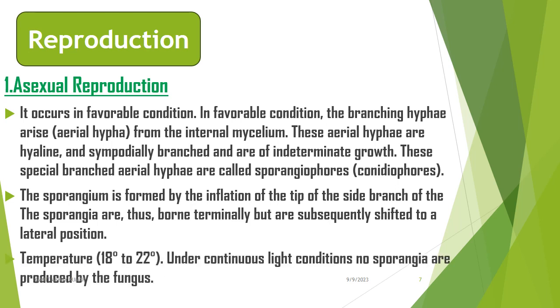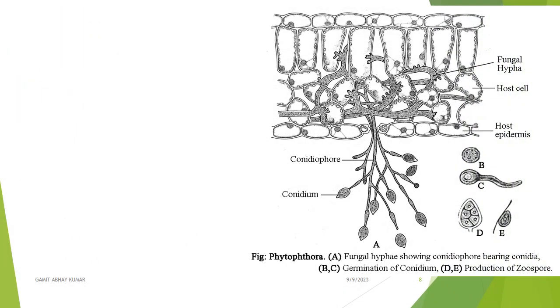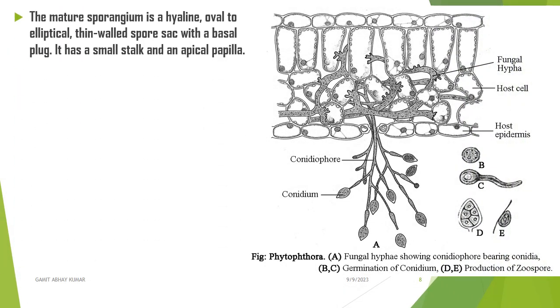Temperature of 18 to 22 degrees is optimal. Under continuous light conditions, no sporangia are produced by the fungus. These are the stages of Phytophthora.